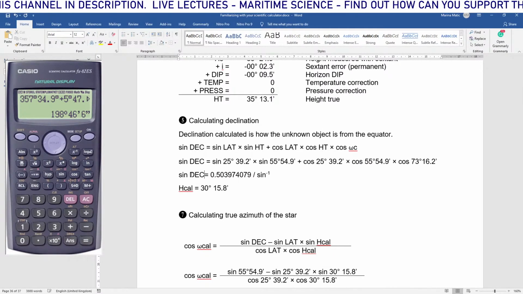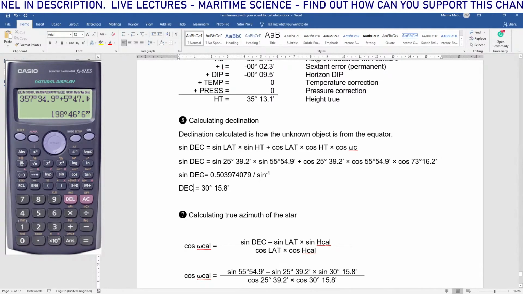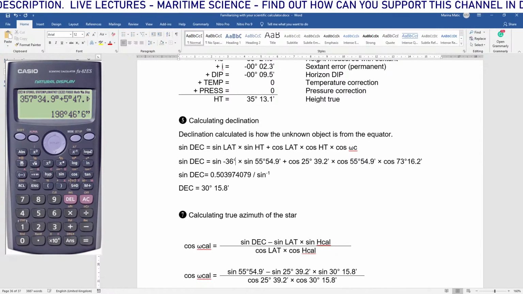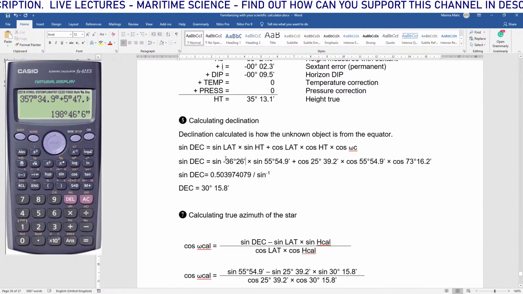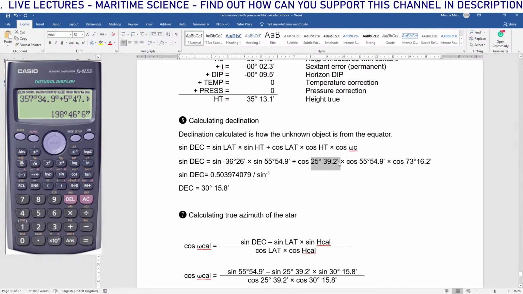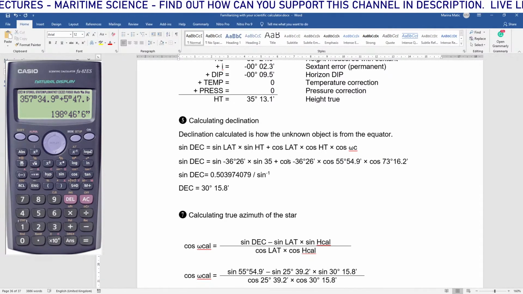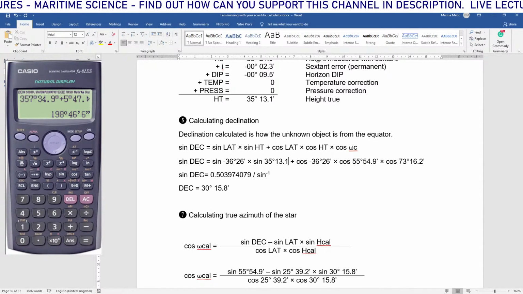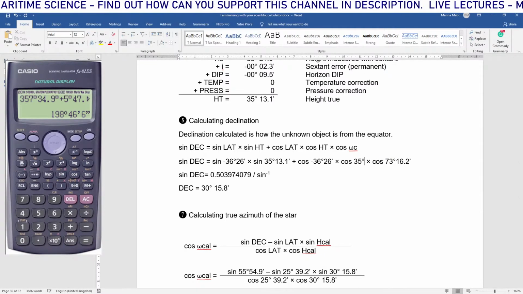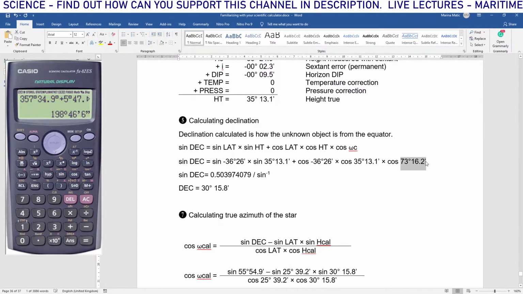And let's calculate this, because this is the first time using this formula. So we have latitude. Latitude is negative 36 degrees because it's south, and 26 minutes. So now I'm going to just copy this wherever I have latitude. Latitude is also here, so it's just repeating itself. And then I have height. Height is 35 degrees, 13.1 minute. So it's same here. So 35 degrees, 13.1 minute.